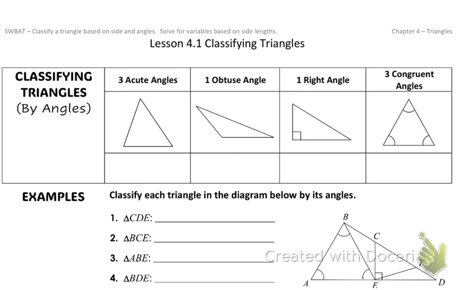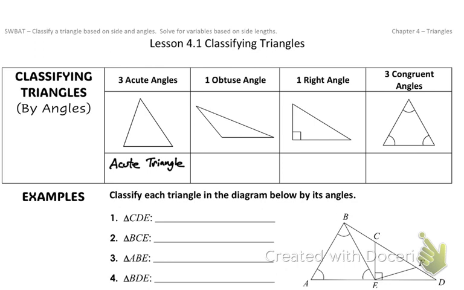Well, if you have 3 acute angles, the name of that triangle is an acute triangle. You have nothing but acute angles, so you call it acute triangle. It's a nice little acute little triangle.